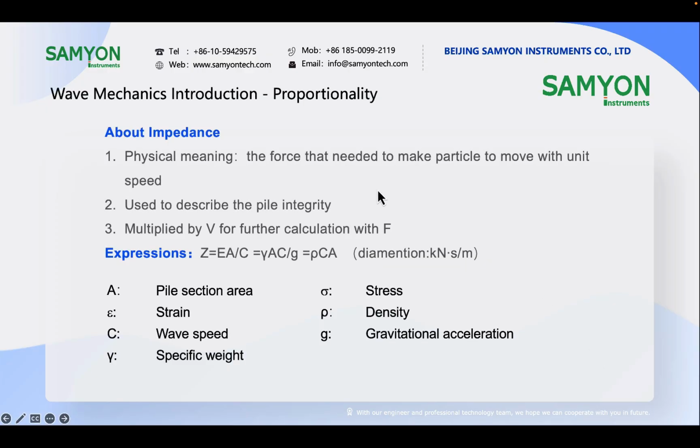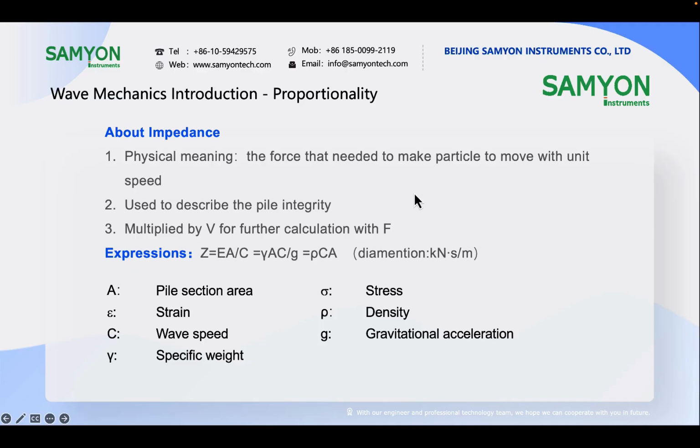First one is the proportionality. About proportionality, we will talk about the parameter impedance. The impedance has a physical meaning. It means the force that is needed to make the particle move with unit speed, that is the speed of 1 meter per second. How much force is needed to make the particle move with the velocity of 1 meter per second.